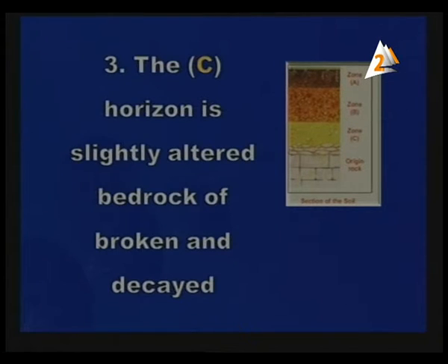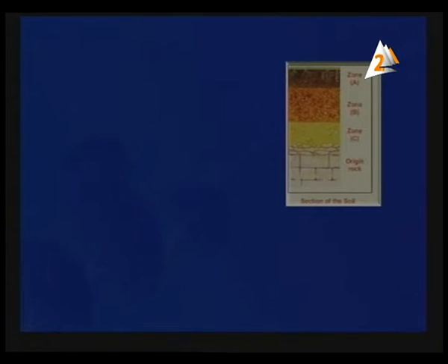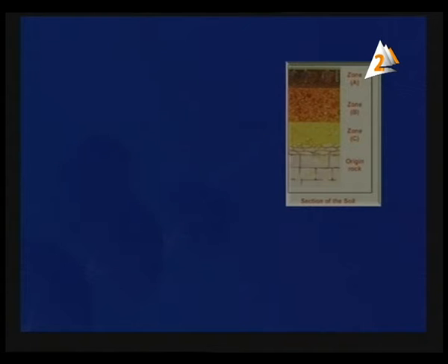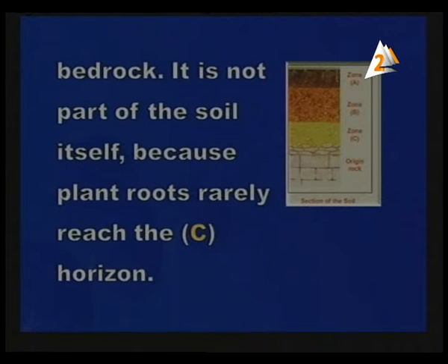The C horizon is slightly altered bedrock and decayed or decomposed fragments mixed with clay. It rests on the parent rock. It is not part of the soil itself because plant roots rarely reach the C horizon.